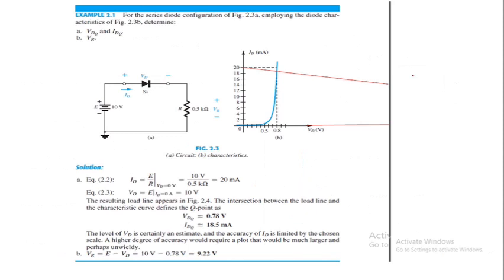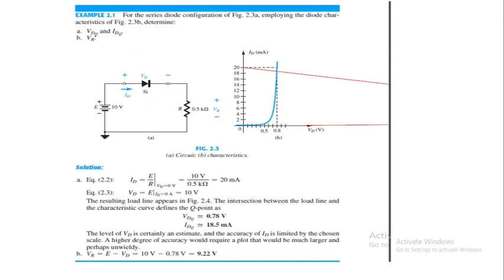Now from example, we are going to discuss how to find the Q point or how to solve a series diode circuit using load line analysis. In example 2.1 of the textbook, it says for the series diode configuration of this figure, employing the diode characteristics of this figure, both the characteristics and the curve, the circuit is given.